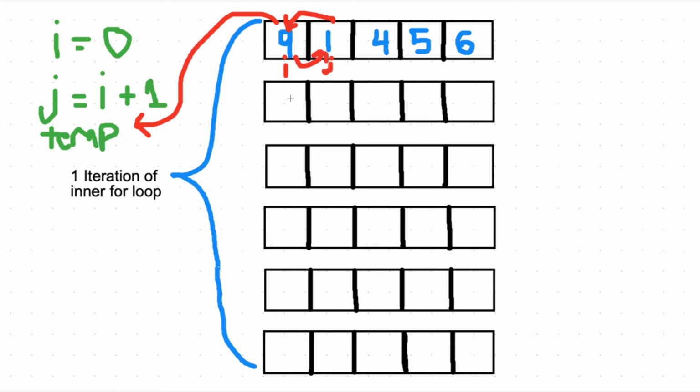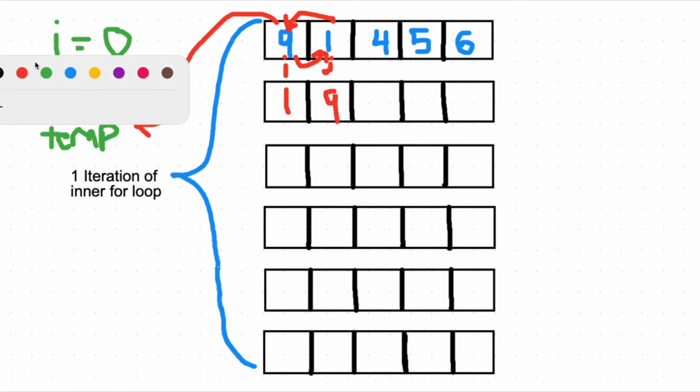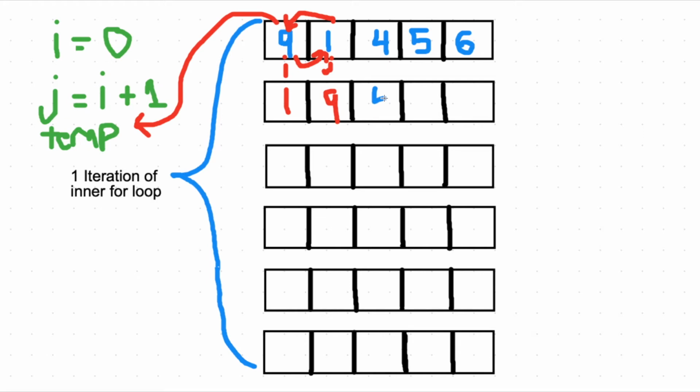In that case, we then have 1 and 9 here, and we still have 4, 5, and 6 because we haven't compared with these. Now our i is going to keep incrementing in our for loop. So this is going to be our i now, and this is going to be our j because of j plus plus. So now we're going to compare again. We do the same thing, put this in our temp again, and swap. This is the basic logic of how this works.